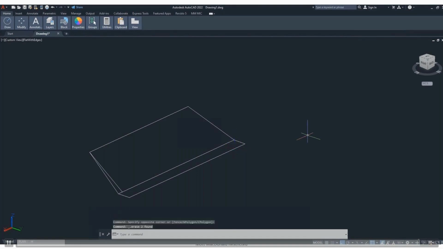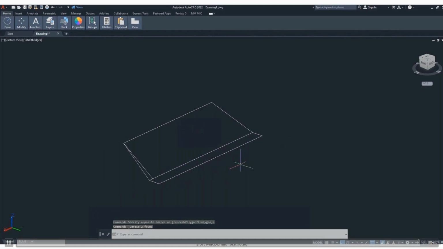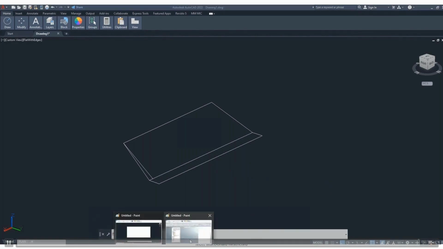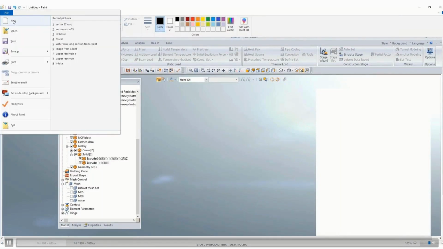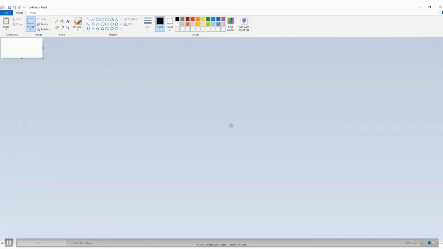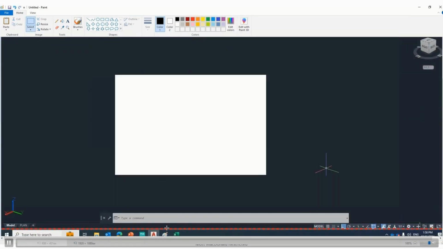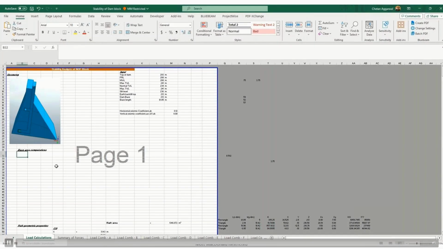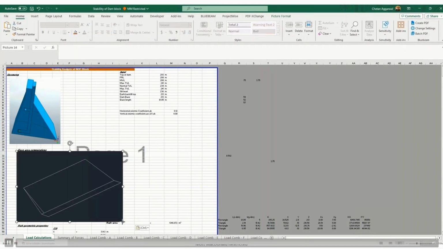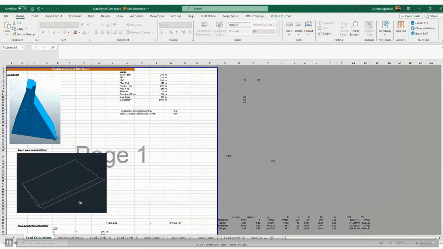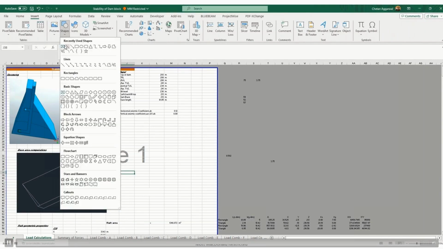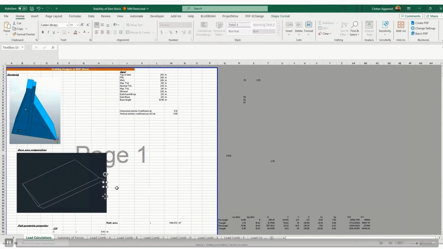So for easy visualization of the raft, print screen, paste it in Paint, take it to the Excel, Control X. So this one, I need the base pressures at various corners, say here. I'll be analyzing like we analyze manually.